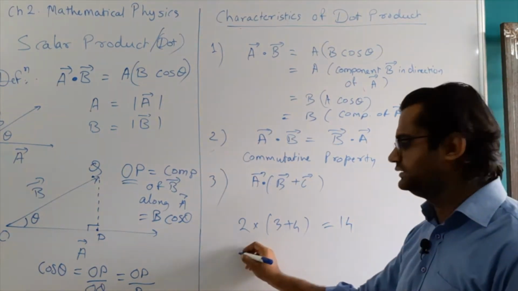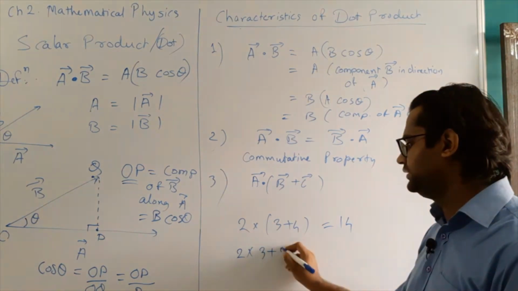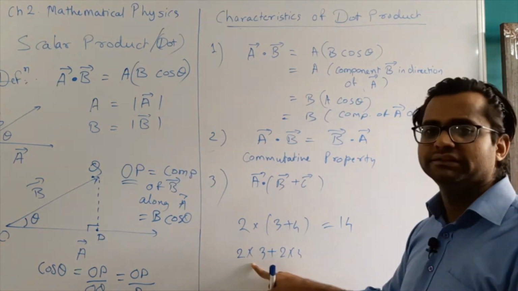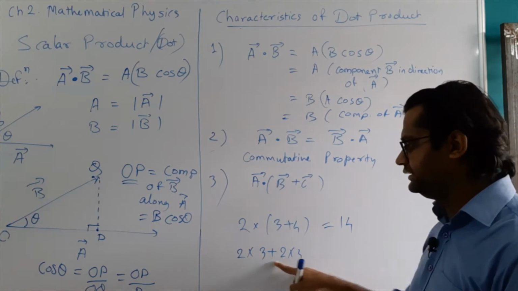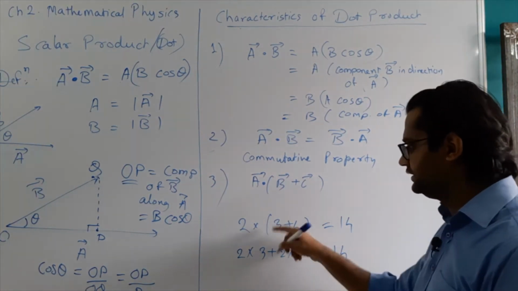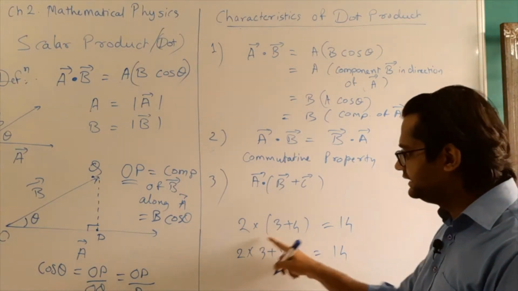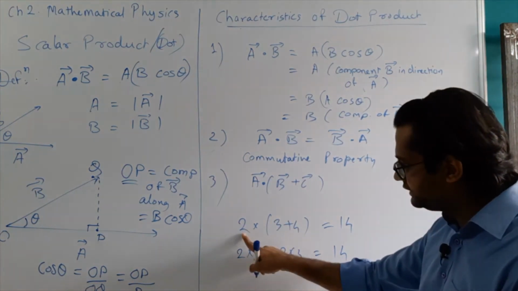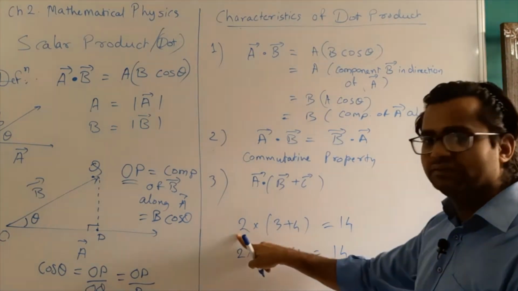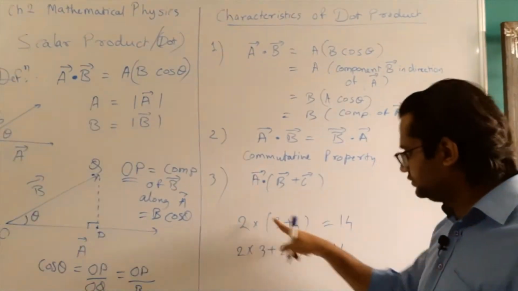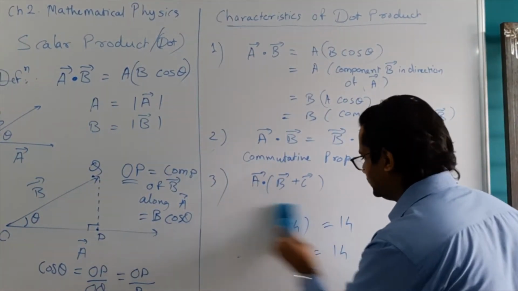Now if I write this in this way, 2 into 3 plus 2 into 4, what will be the answer? This is 6, this is 8. 8 plus 6 is again 14, so we get the same answer. So this is the distributive law. We multiply this by the first term, we multiply this by the second term. This we have studied already in our lower standards.